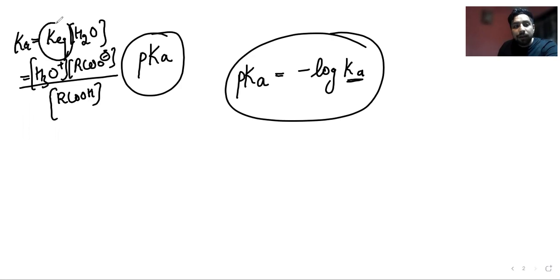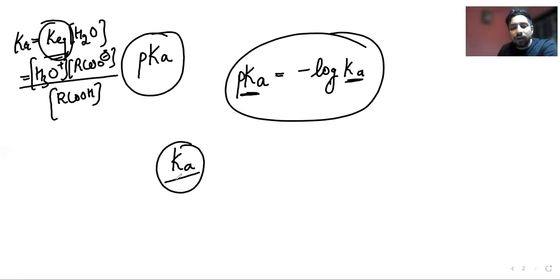This K equilibrium is representing that when the reactants concentration and products concentration are equal, at that time the constant is the equilibrium constant, and this Ka is equal to that. Okay, and to represent the acidity, we use another term, that is pKa, which is equal to negative log Ka. Okay, now understand this carefully.